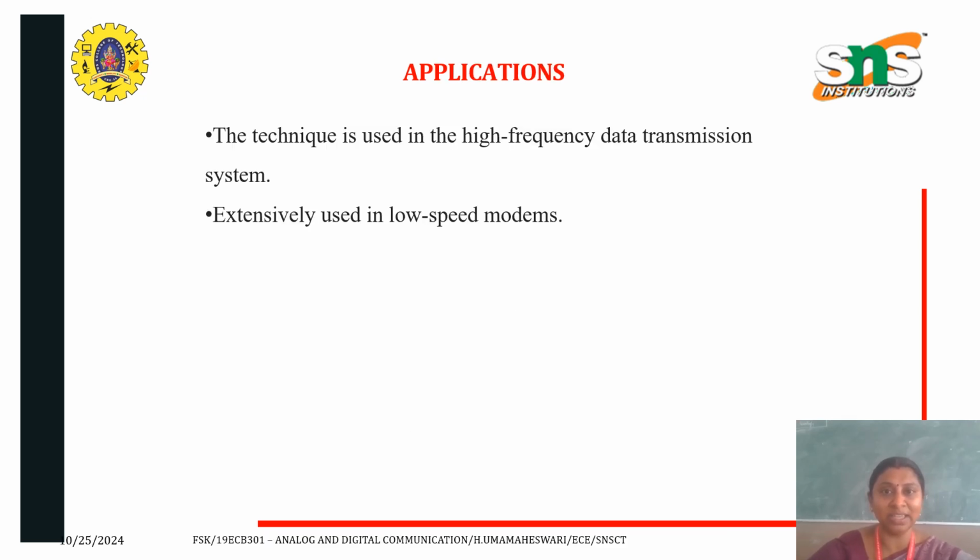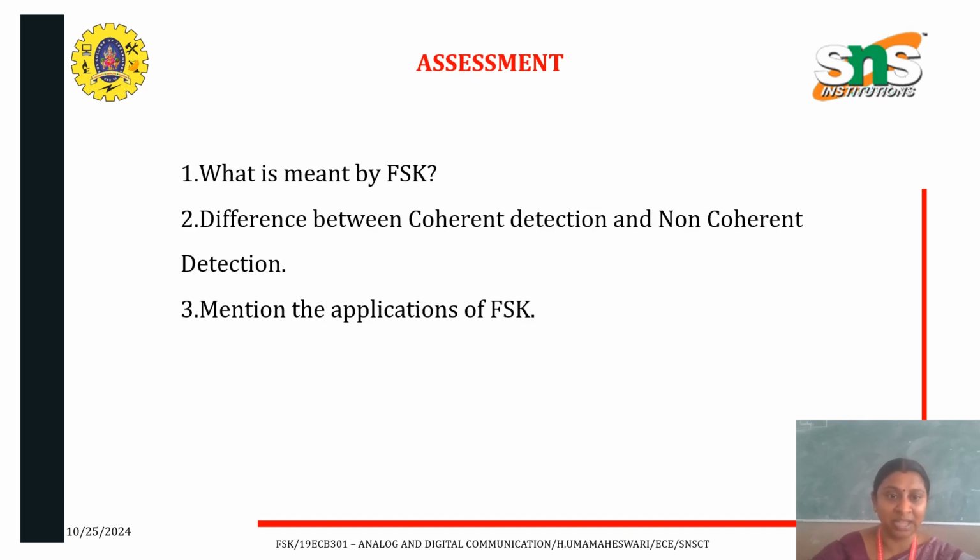The main application is that this technique is used extensively in high frequency data transmission systems, and in low speed modems. Assessment questions: What is meant by FSK? What is the difference between coherent and non-coherent detection? And what are the applications of it?